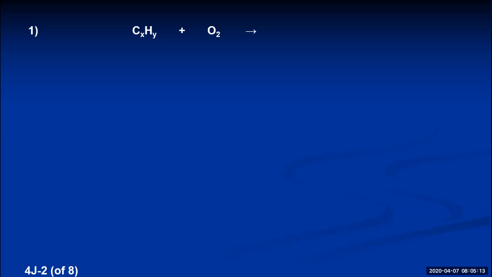When you combust an unknown hydrocarbon, the oxygen combines with carbon to form CO2, and the oxygen combines with hydrogen to form H2O. If we've measured the masses of these two products, they will allow us to calculate the mass of carbon and the mass of hydrogen from the original unknown compound.